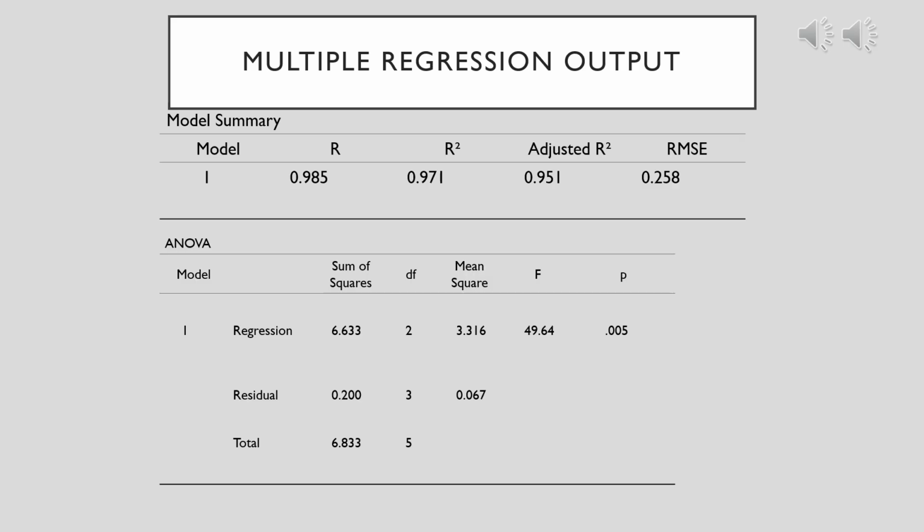What is R squared? Remember, R squared is basically the proportion of the outcome that's explained by all of the predictor variables. And so how you would translate this into an interpretation would be: 97.1% of the variation in happiness is explained by time spent with friends and satisfaction with social life.